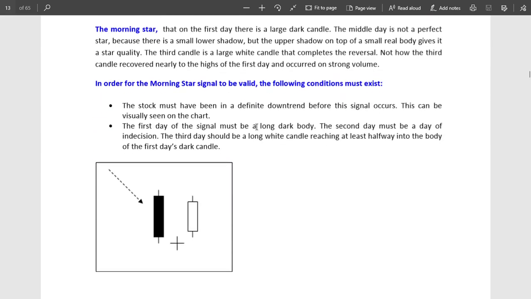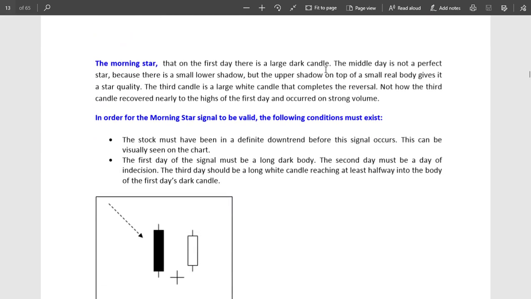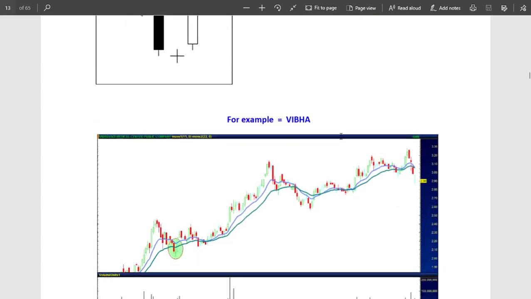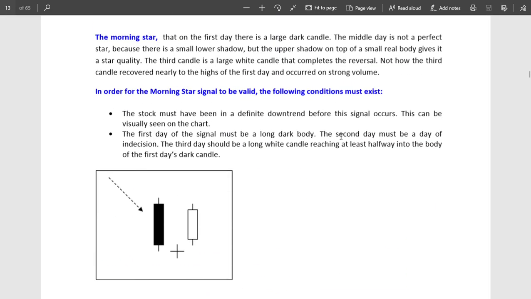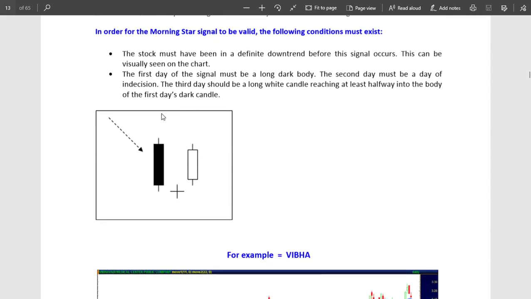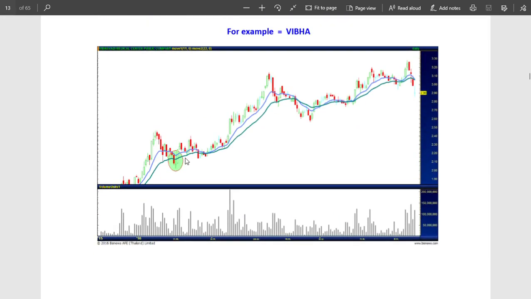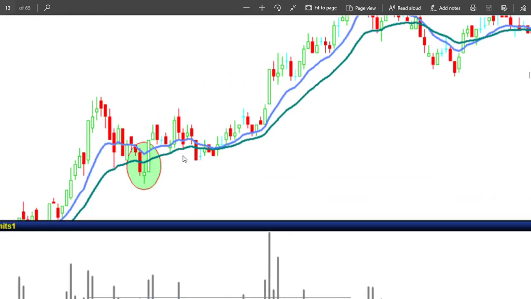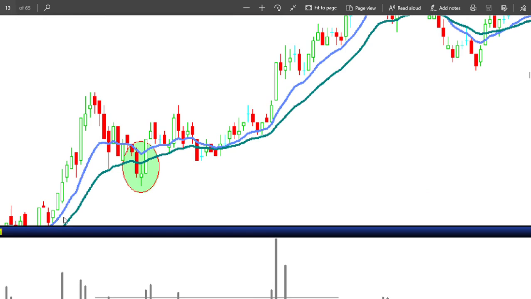Okay, so we have the morning star. This shows a reversal. For a morning star, you have a big red candle, then you have a very small doji, then you have a green candle. You can see an example here. Let me zoom in. Price was going down, then you can see this. Remember, all candlestick patterns might not appear the way you see them in the definition.